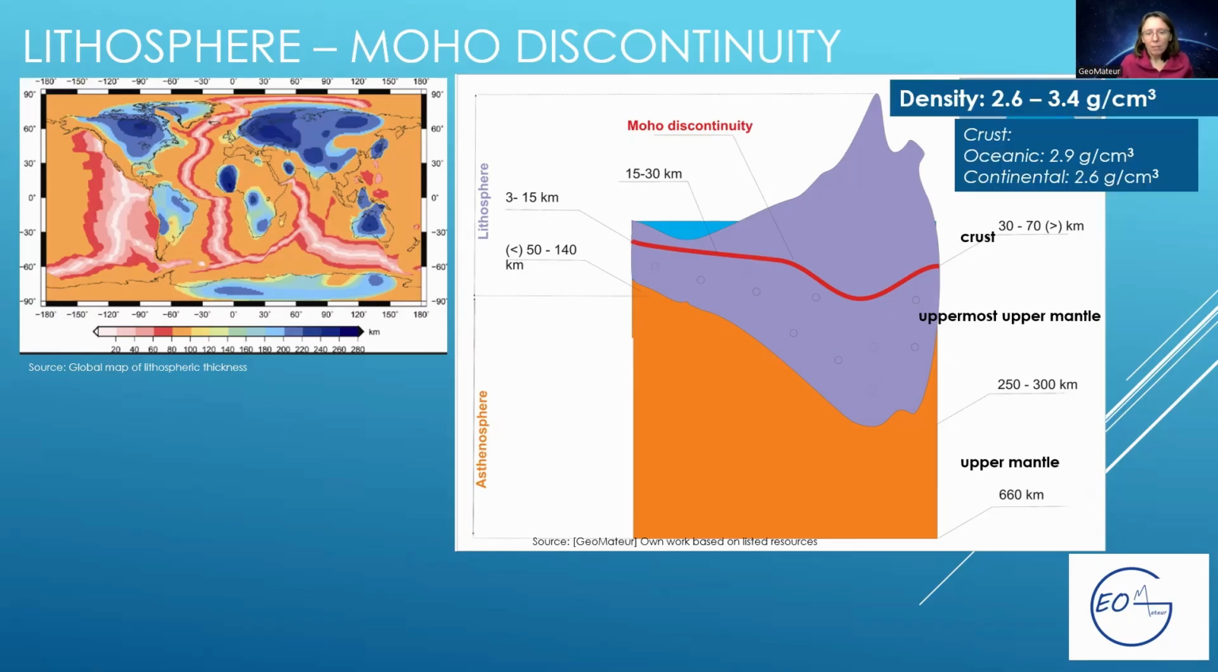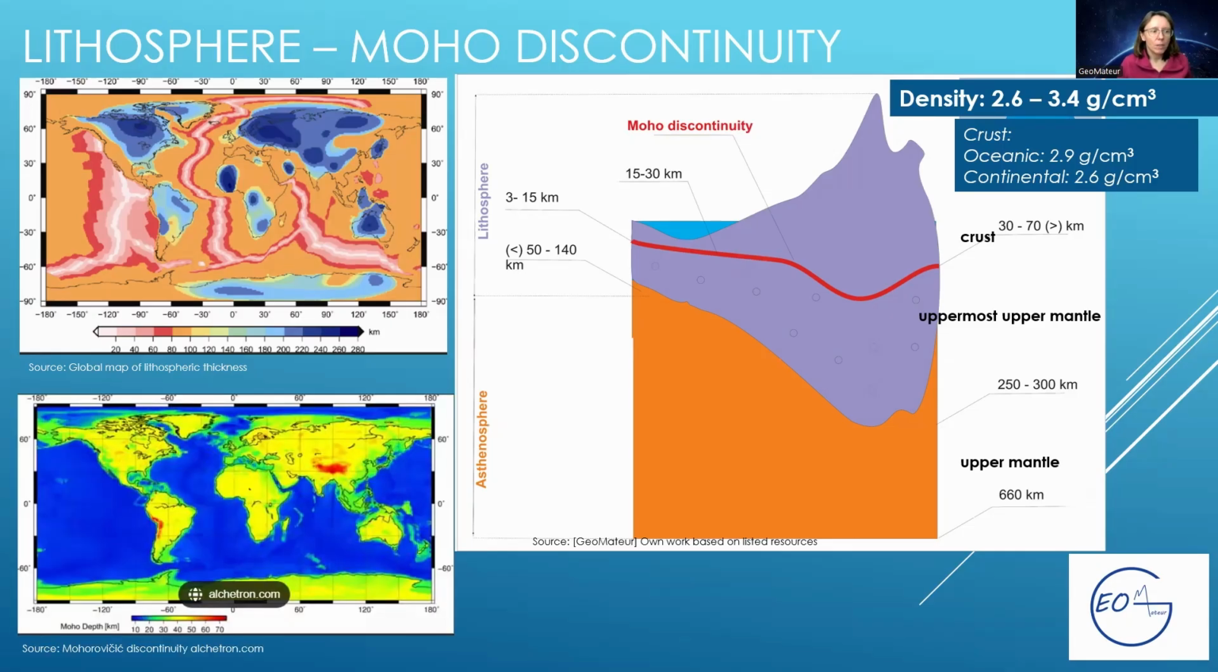The density varies also according to the Preliminary Reference Earth Model. It varies from 2.6 to 3.4 grams per cubic centimeter. You know that 3.4 grams is in the uppermost upper mantle, so below the Moho discontinuity.